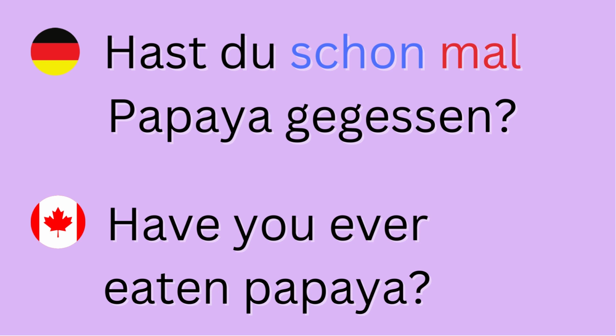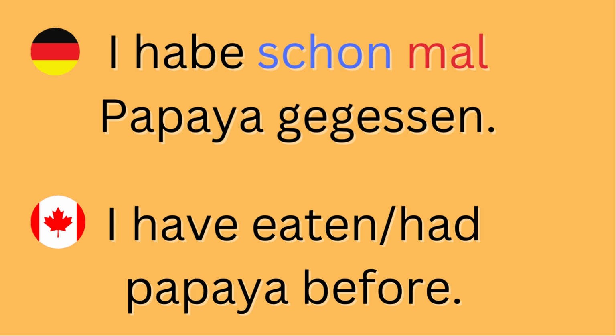Or how about this one here? "Ich habe schon mal Papaya gegessen." I've had papaya before. As a statement, "ich habe schon mal Papaya gegessen" would mean I've already had papaya, or I've had papaya before. I'm familiar with it. I've had it at least once before, therefore I already know it. So here again is the already in it and the once in it as well.